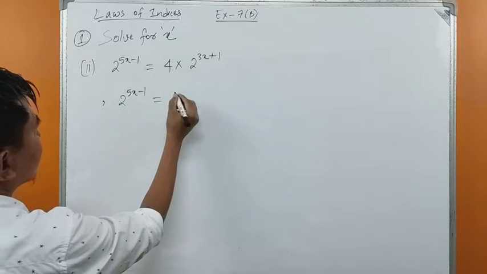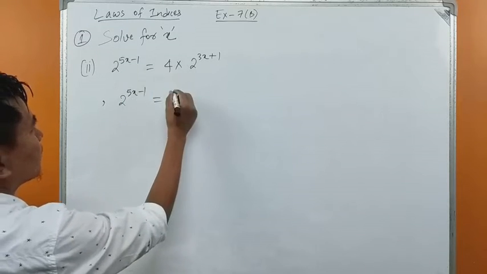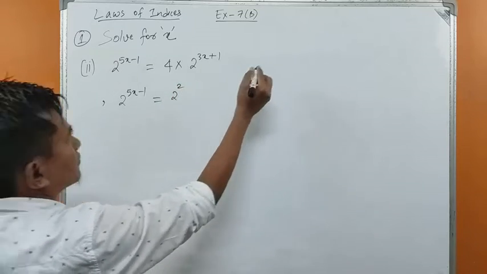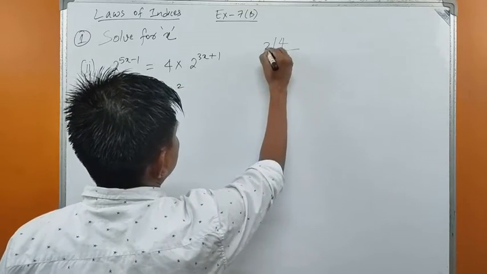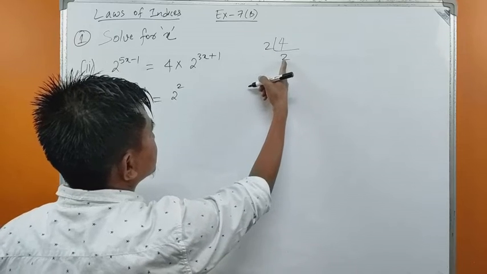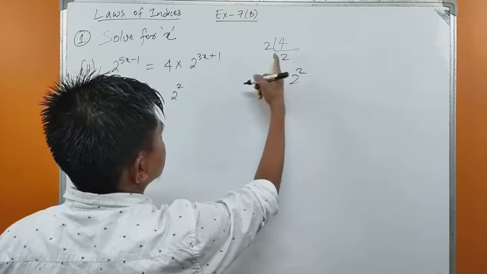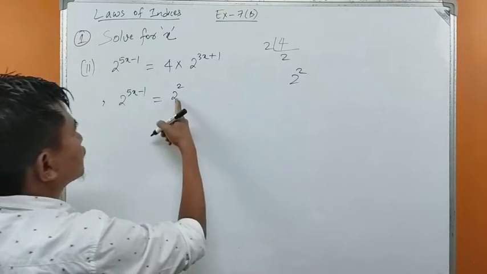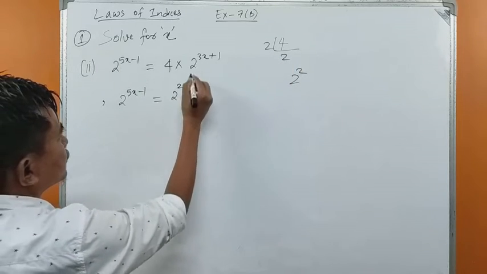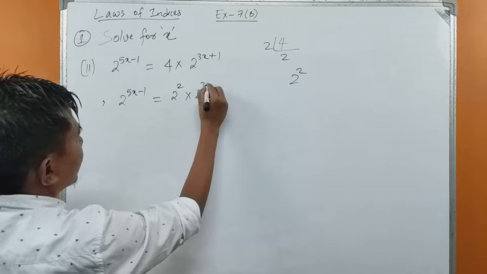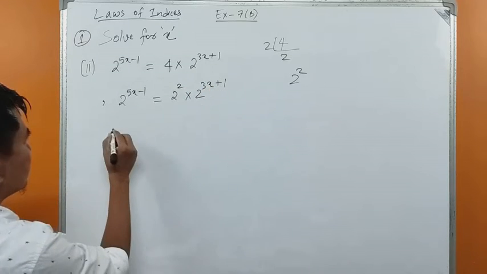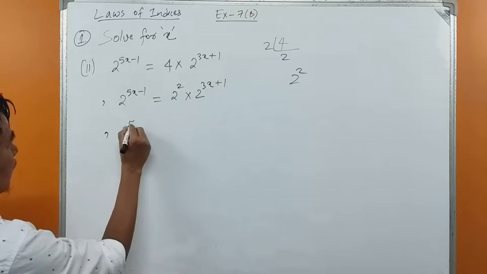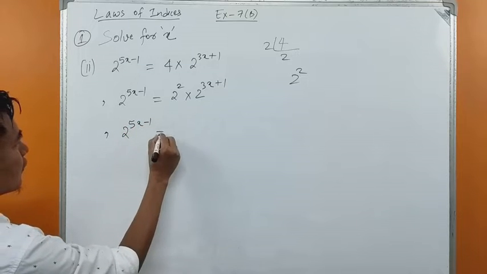In the right hand side, 4 can be written as 2 squared, isn't it? Because 2 2s are 4. 2 multiplied 2 gives us 4, that means 2 squared. 2 into 2 is 4, so 2 squared is 4, into 2 to the power 3x plus 1. And 2 to the power 5x minus 1 is in the left hand side.